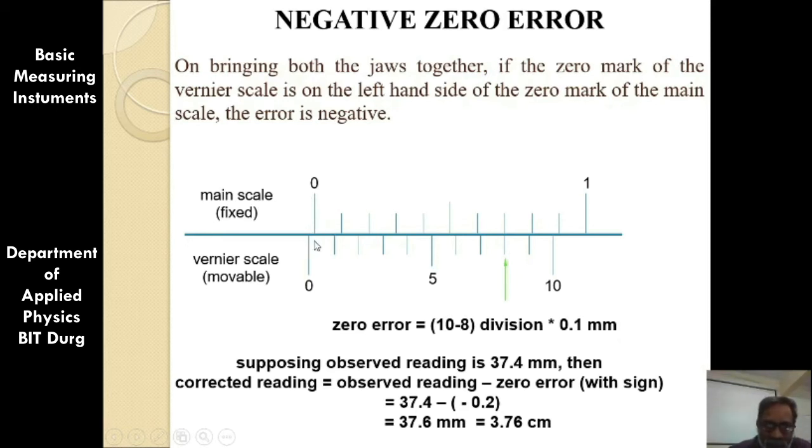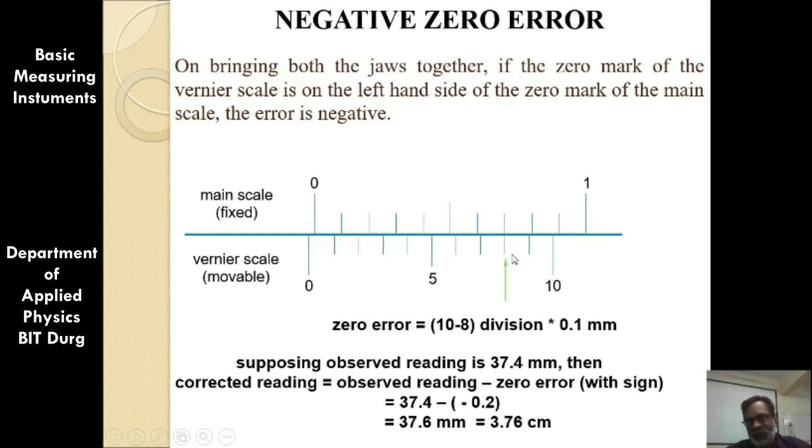So this mark should have been here if it is an errorless instrument, but what it has done, it has overshoot the mark of the main scale reference. That's why this is negative error. Again, to find negative error, we try to find the number of division which is exactly coincident with any division of the main scale. So you can see first non-coincident, second non-coincident, third non-coincident, even fifth non-coincident, sixth, seventh, but eighth mark is exactly coincident with any line of the main scale. So the number of division which is going to give me the error is the eighth division.